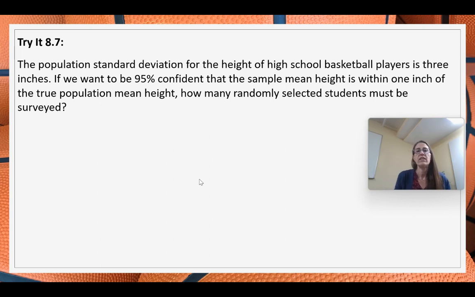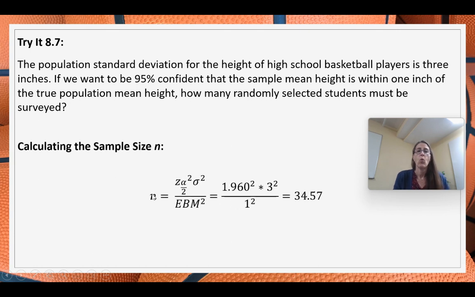So the population standard deviation for the height of high school basketball players is 3 inches. If we want to be 95% confident that the sample mean height is within 1 inch of the true population mean height, how many randomly selected students must we survey? So we're going to use this formula. What is the z-score for 95%? You can either use the table or do it in Excel. We're going to take that number and square it. We're going to multiply that by the standard deviation, which in this case is 3 squared, and divide by, see how it says that within 1 inch? So that's our error bound of our mean.